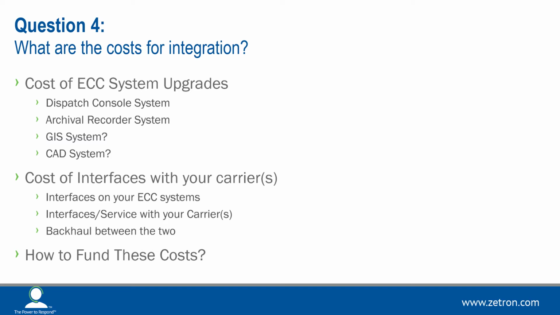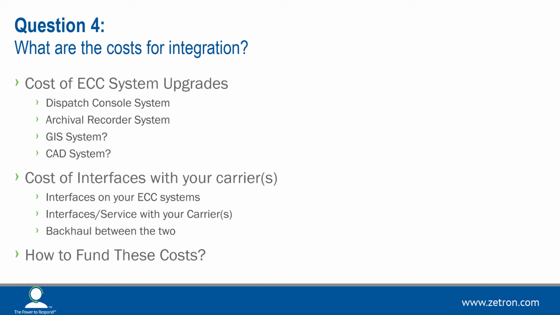You'll also need to consider the cost of the interfaces and connections between your ECC systems and your carriers. There'll be interfaces on your ECC system, at least one per dispatch position. There'll be interfaces and ongoing service with your carriers, and then there'll be IP backhaul between the two, perhaps redundant backhaul. And this is likely to include a one-time fee for setup and perhaps new equipment, followed by recurring fees for service and maintenance.